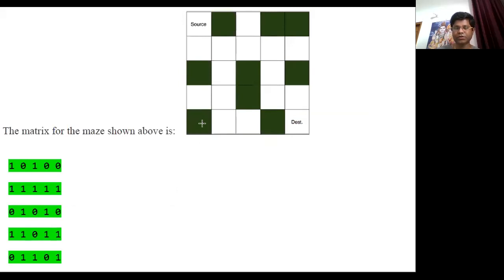For the last row, the first cell is blocked, denoted by 0, then 1 1 0 and 1. So the entries of the last row of the matrix are 0 1 1 0 1. So we can represent the given maze matrix by using the values 0 and 1.